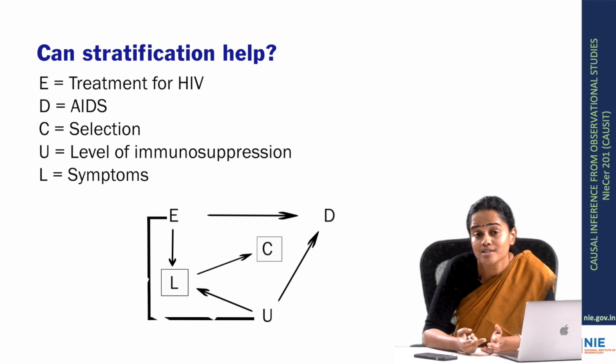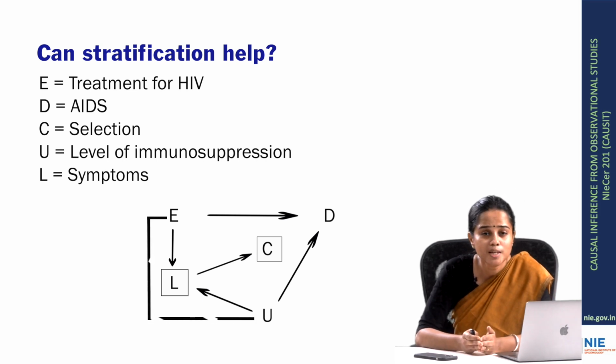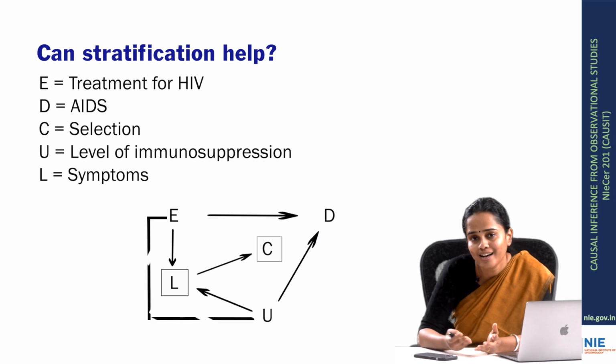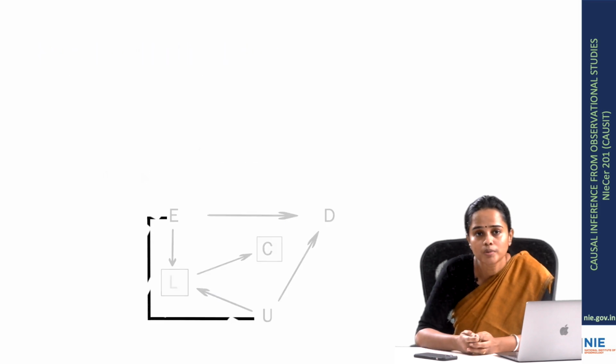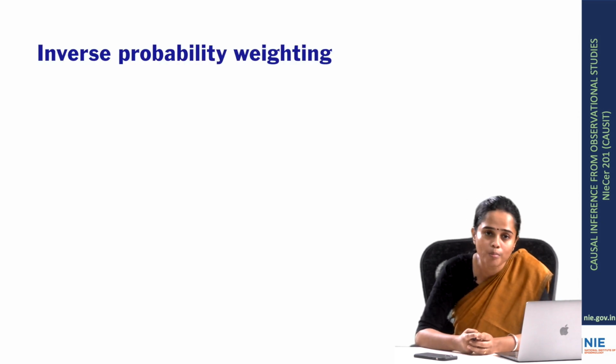So not always does stratification help, because the moment you stratify on a variable or you match on this variable, or you're trying to control for this variable L, you are going to open up this pathway, and that will affect your causal inference. So what then is a solution when you have a DAG like this? You cannot stratify or match based on this L variable.